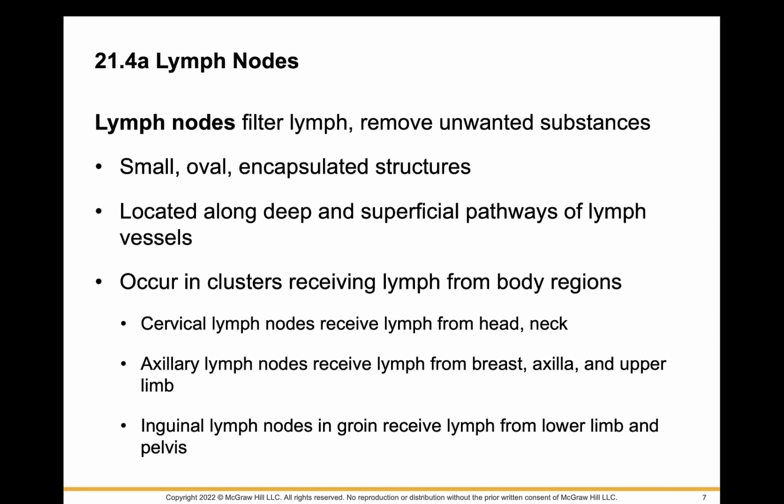And as I said, they typically are going to be found in clusters, receiving lymph from various regions of the body. The primary lymph nodules are found within the cervical area, and they are going to be receiving lymph from the head and neck. The axillary lymph nodes are receiving lymph from the breast, axilla, and upper limb. And the inguinal lymph nodes are found in the groin area, and they're receiving lymph from the lower limb and pelvis.